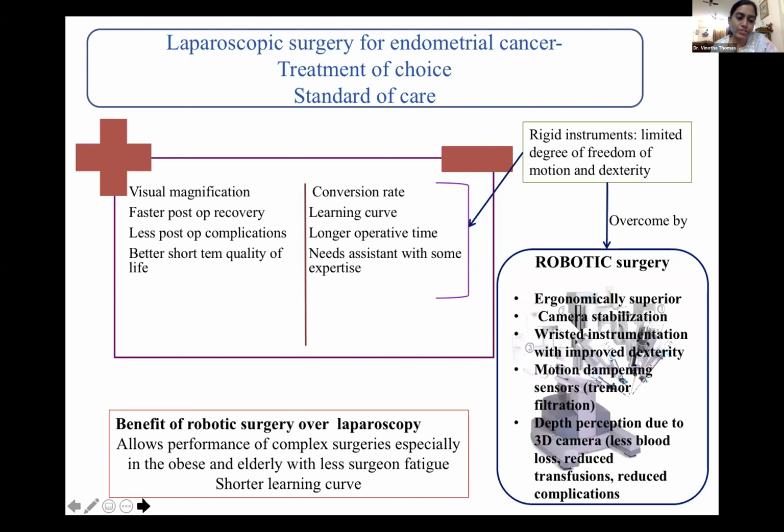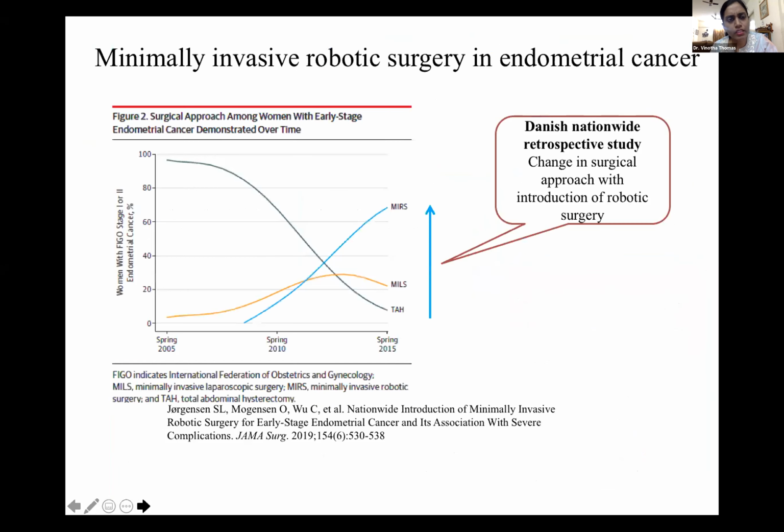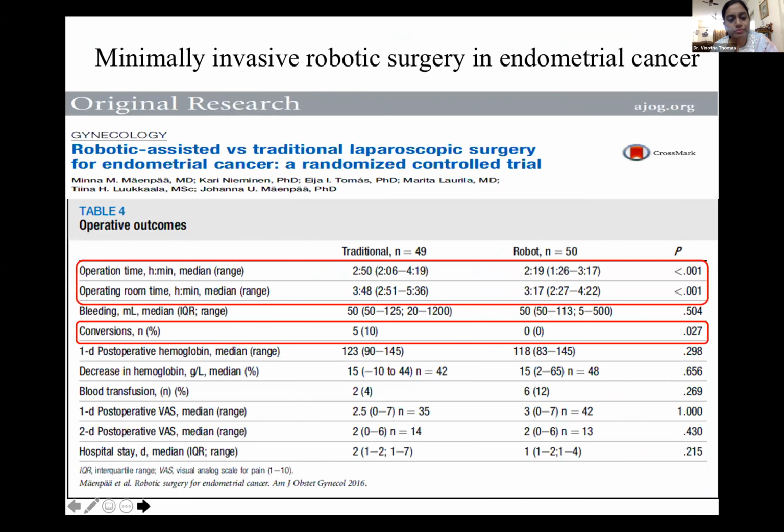The real benefit of robotic surgery over laparoscopy is that it allows performance of complex surgeries, especially in the obese and elderly, with less surgeon fatigue, and it has a shorter learning curve. This is a Danish study which showed that with the introduction of the robot in 2005 and its FDA approval, there was a rapid uptake of robotic surgery for endometrial cancer.